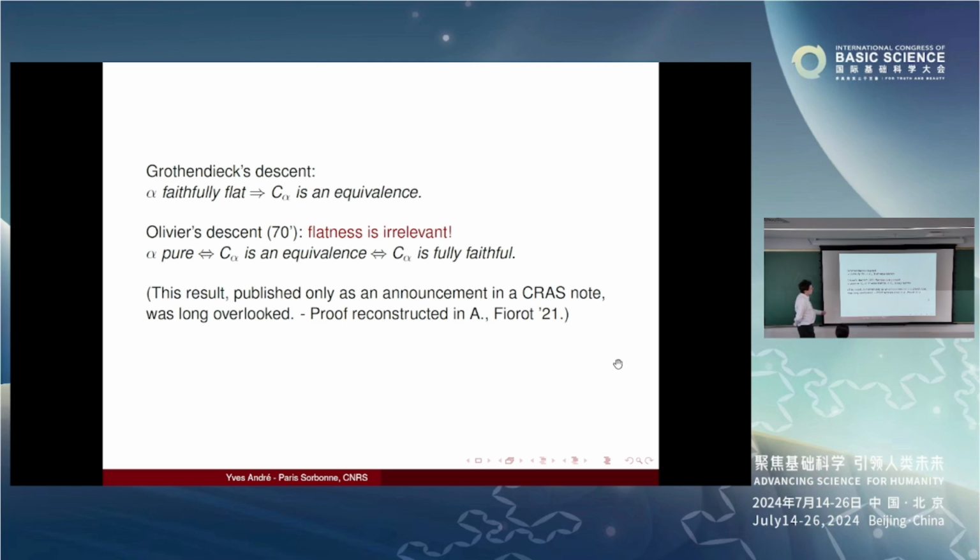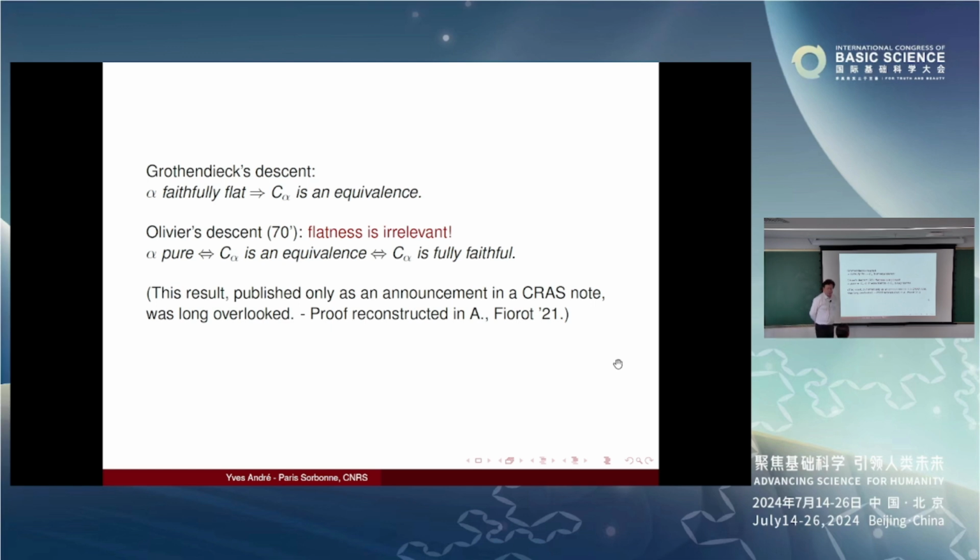So Olivier's theorem is that, in fact, alpha, the ring map, is pure if and only if the functor C alpha, which is associated to an R-module, the descent datum, is an equivalence. And this is also equivalent to C alpha being fully faithful.